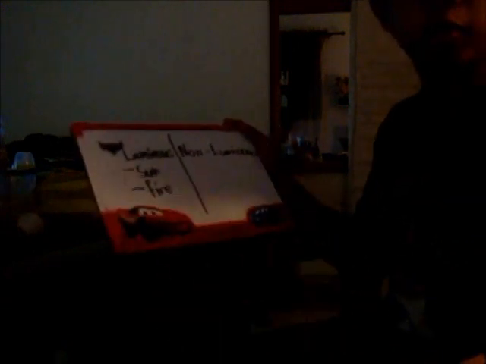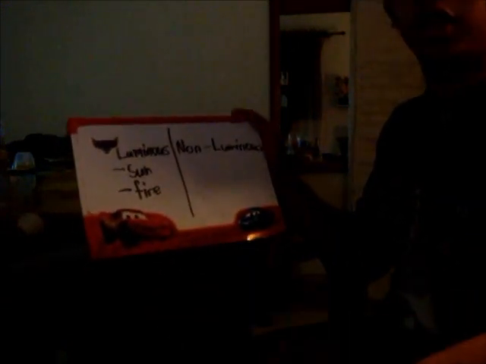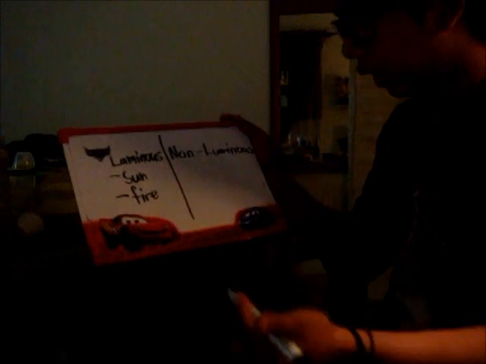The next one is fire. Fire can be a source of light also. So how about the non-luminous? Non-luminous objects are the ones that reflect light. Take note, luminous objects are the ones that produce light, and the non-luminous are the reflectors of light.